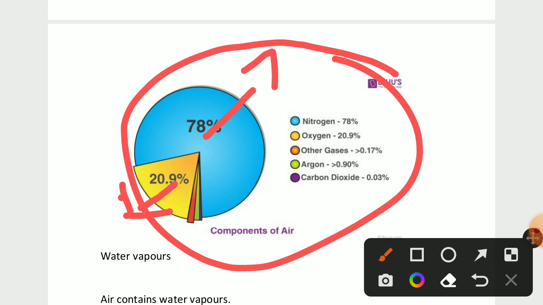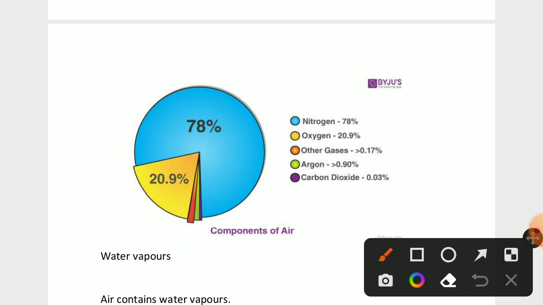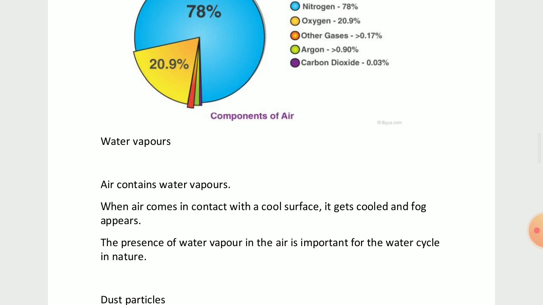The 20.9 percent gas is oxygen, and the green color, which is 0.90 percent, is argon. The purple color is carbon dioxide, very little, that is 0.03 percent, and other gases present are 0.17 percent. This is the composition of air. Now let's see each gas.